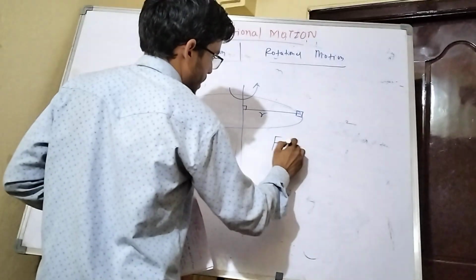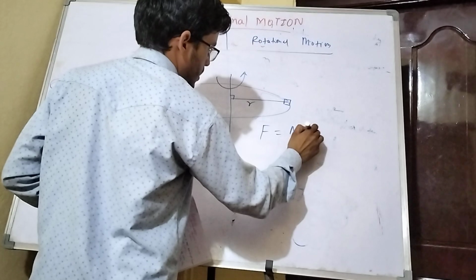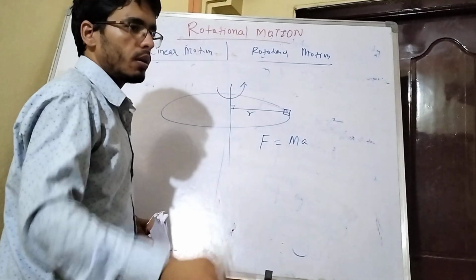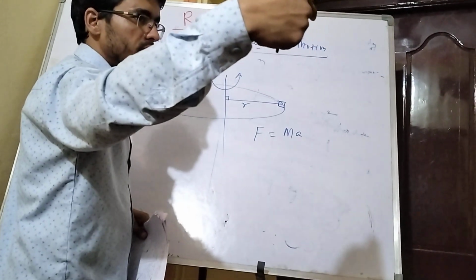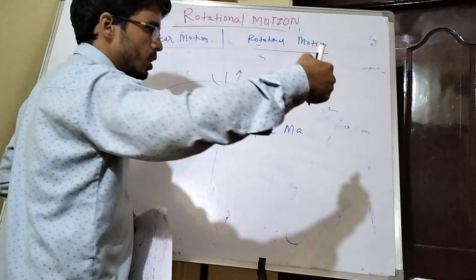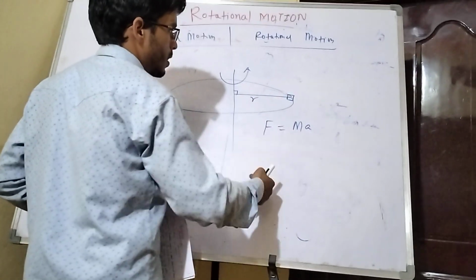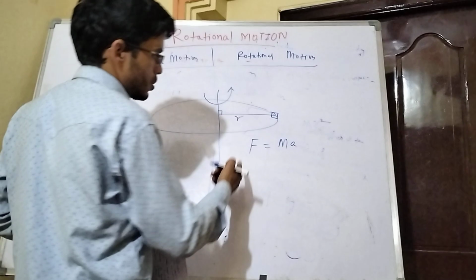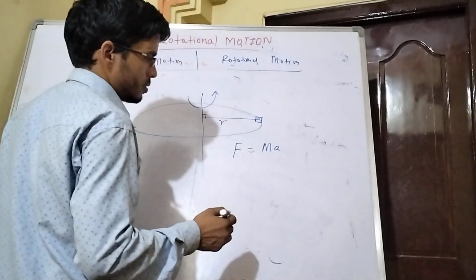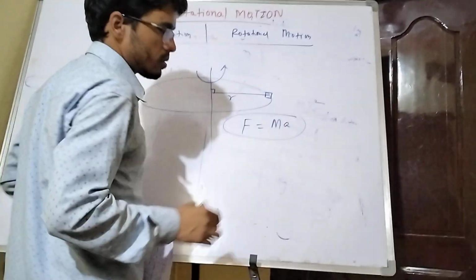So I want to write here, due to the force, mass into acceleration expression will occur here, because one force is present and this will be perpendicular, right? So due to this force, your particle will accelerate. So F equals m a, right? You know this equation, I think it's Newton's second law.